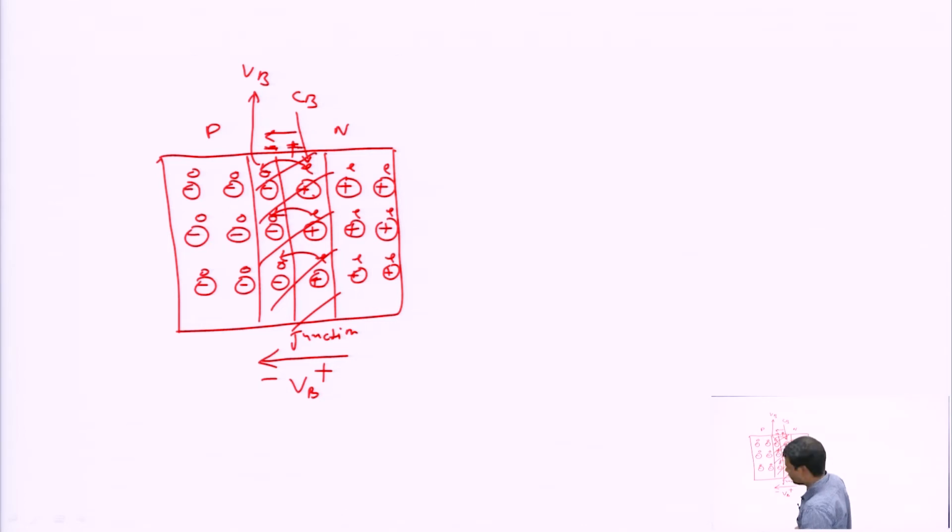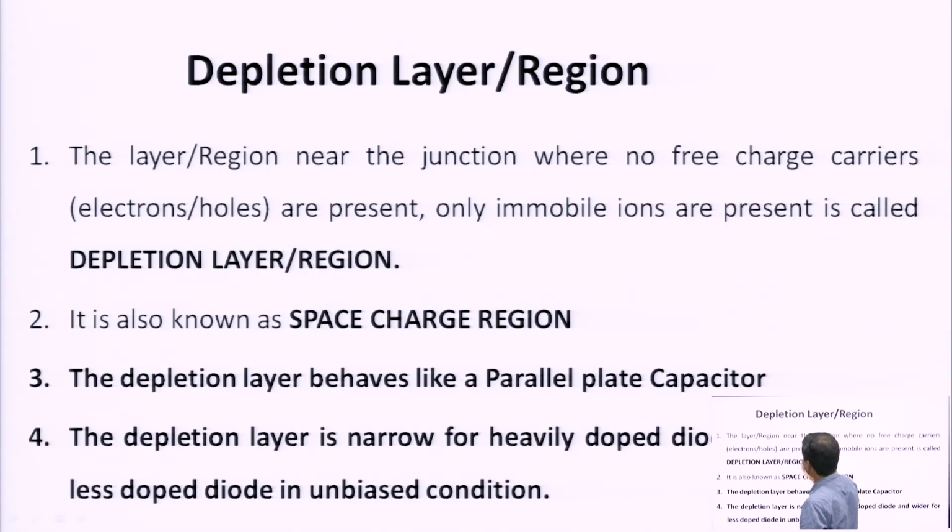And now, the layer region near the junction where no free charge carriers, electrons or holes, are present, only immobile ions are present, is called the depletion layer. It is also known as the space charge region. The depletion layer behaves like a parallel plate capacitor.